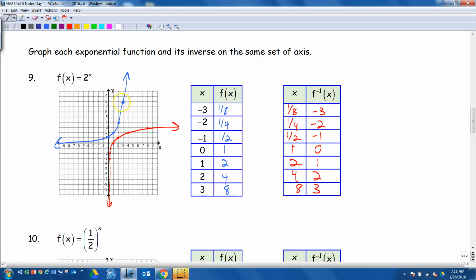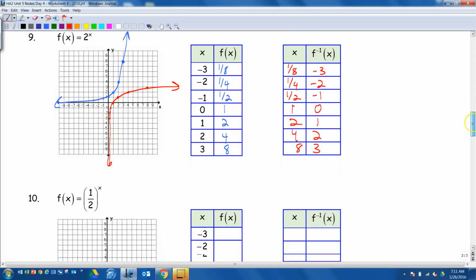So remember, the original graph has a domain of all real numbers and a range of greater than 0. Notice how that switches with the inverse. Now our domain, or x values, has to be to the right of 0, and the range will go up forever, slowly, but it will go up forever.